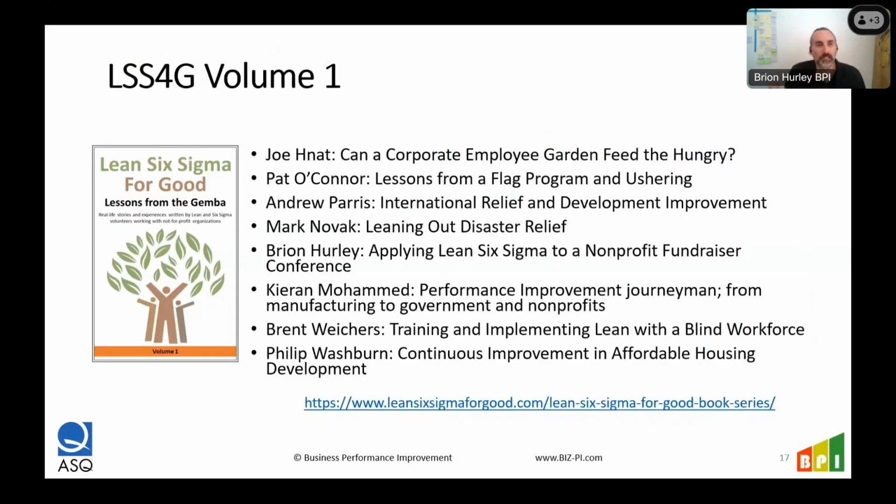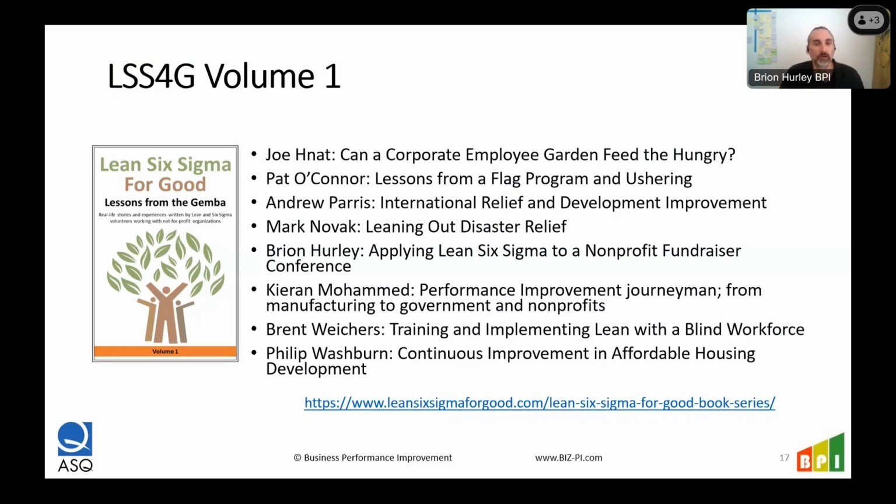And then the last couple of years, I've been trying to put together these examples or case studies into a book format. So the book is Lean Six Sigma for Good, Lessons from the Gemba. And I found practitioners who have worked with nonprofits, government agencies, or healthcare organizations, and had them share the story of what they worked on and some of the results and their experience and what they would recommend for practitioners who want to get into this space.